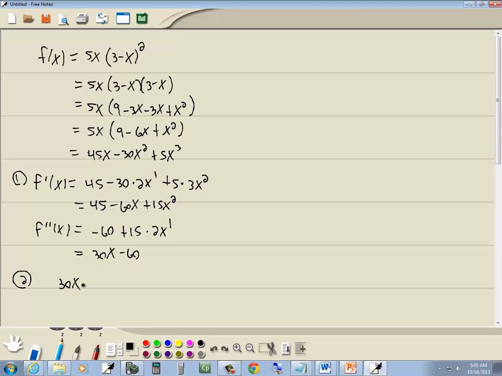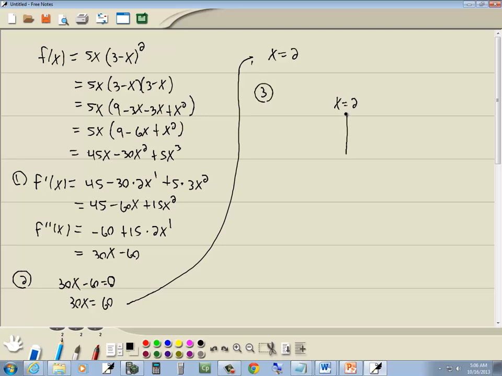Second step, set that equal to 0 and solve. So we got 30x is equal to 60, or divide both sides by 30, and we get x is equal to 2. Okay, so now we want to build our table of intervals.